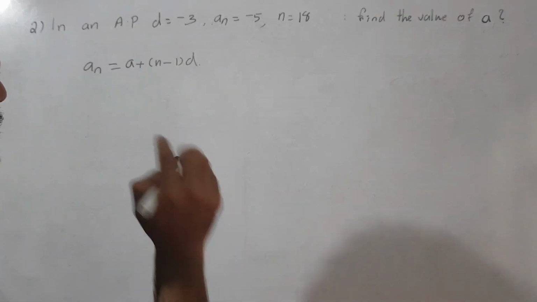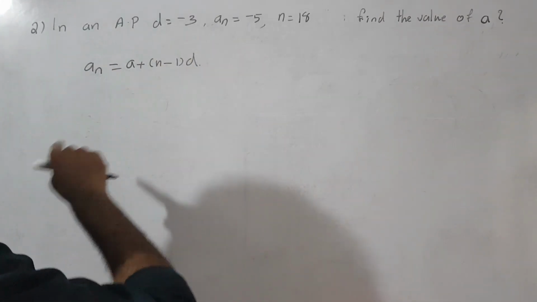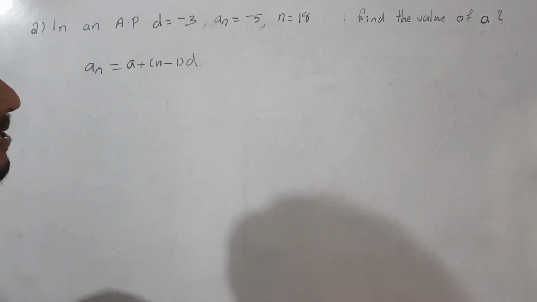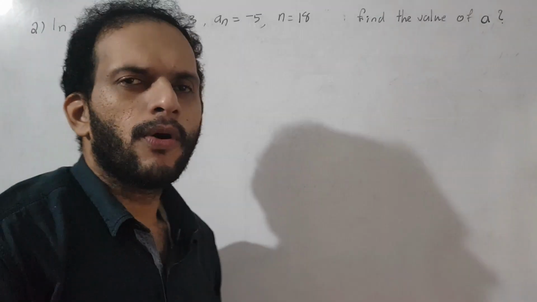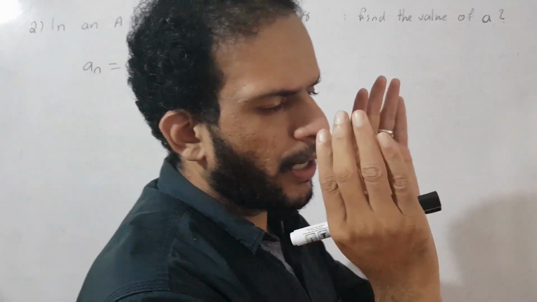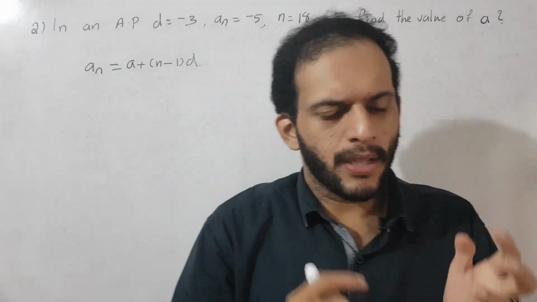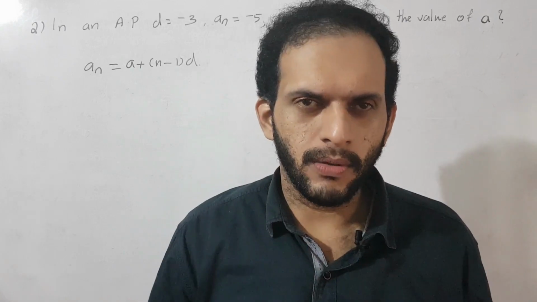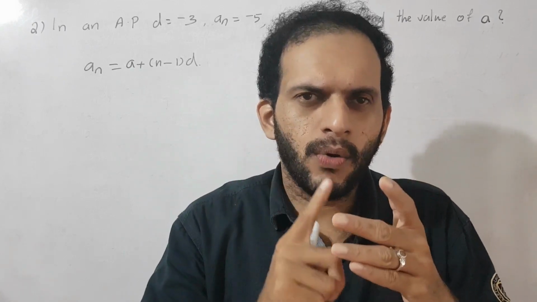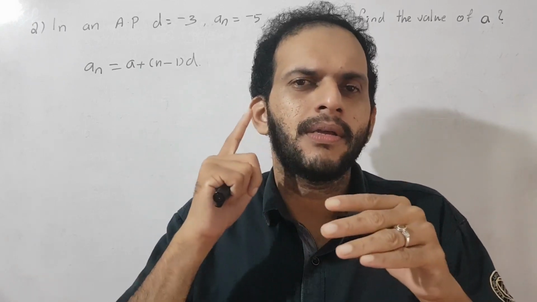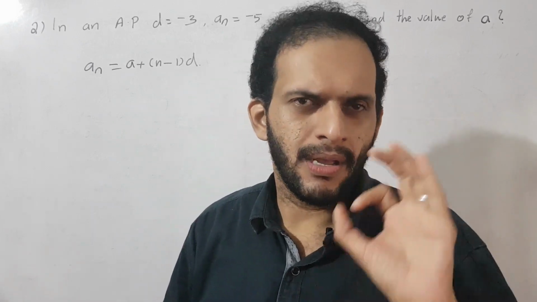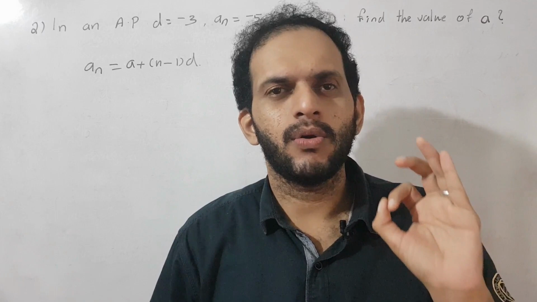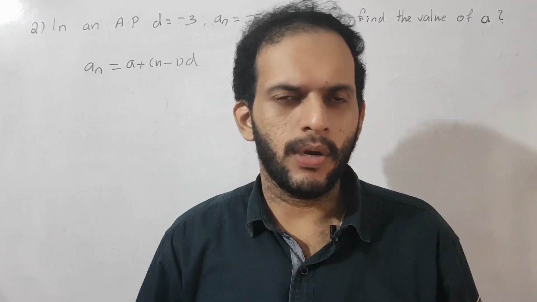Okay, then there is this much application of the same equation an is equal to a plus n minus 1 into d. That means for finding the last term, a particular position term, the first term, the common difference, and the number of terms, we use only one equation, that one is an is equal to a plus n minus 1 into d.